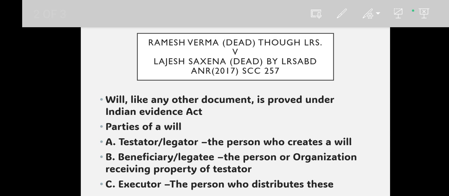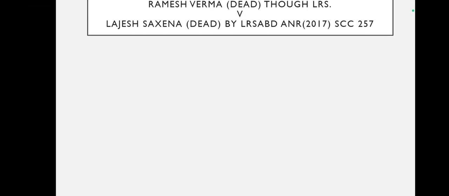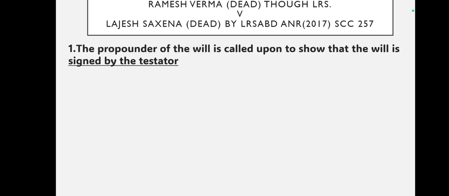Now come to the judgment. The judgment has laid down 4 steps of proving a will. All these steps are given under different sections of the Indian Evidence Act or Bharatiya Sakshya Adhiniyam. I hope you must be aware of these sections, and you won't forget to write these sections, the provisions, in the comment box. First step is the propounder of the will is called upon to show that the will is signed by the testator.